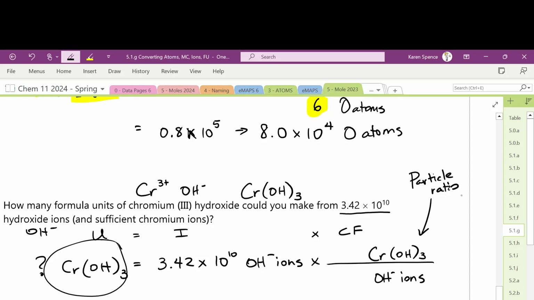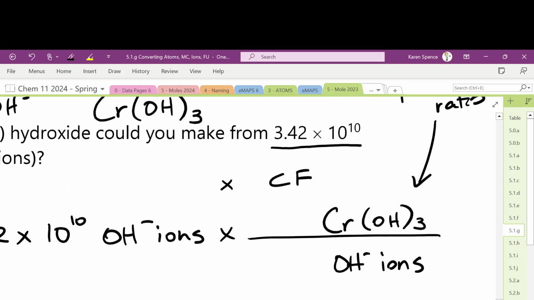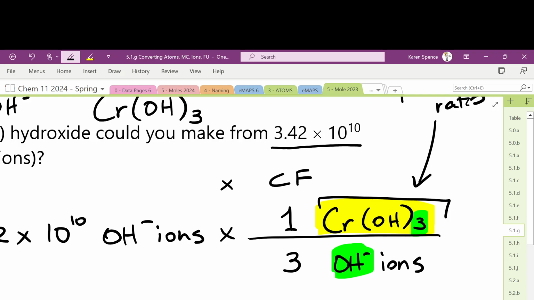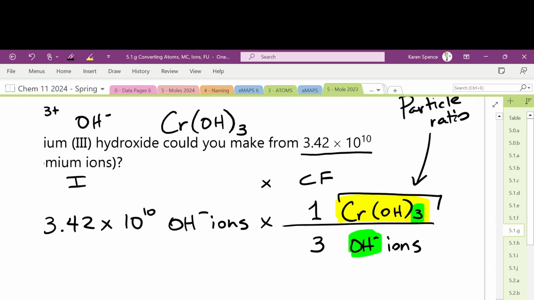What are we counting in this case? So we look at the big formula, this one, and what are we counting? We are counting the OH minus ions. How many do we have? 3. So we have 3 OH ions for every 1 Cr(OH)3. So if you're getting confused by how to write those, in the formula of the compound there's always going to be one of those, the big compound, and then there will be many of whatever one of the subunits is. It could be oxygen atoms, it could be chromium atoms, it could be hydroxide ions, whatever.